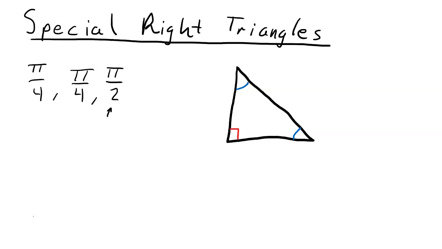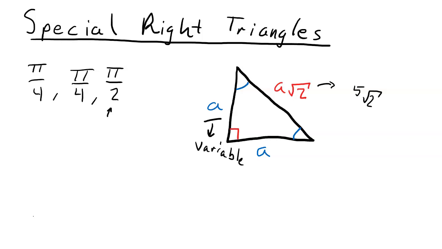The side lengths of these angles are going to be A, A, and A square root of 2. This A is just a variable. If we have a triangle with one of the legs with side 5, then the hypotenuse is size 5 square root of 2, because A is just a variable. So I want to make that clear.